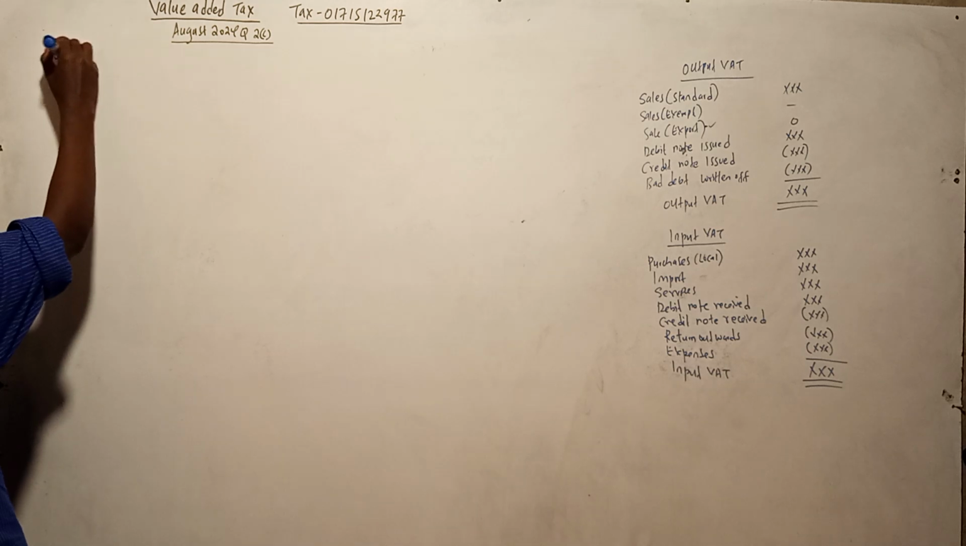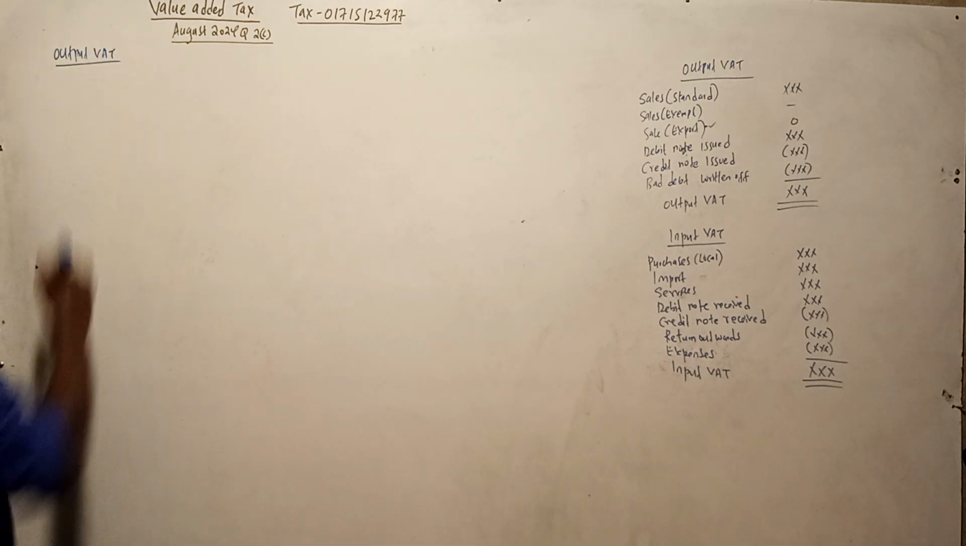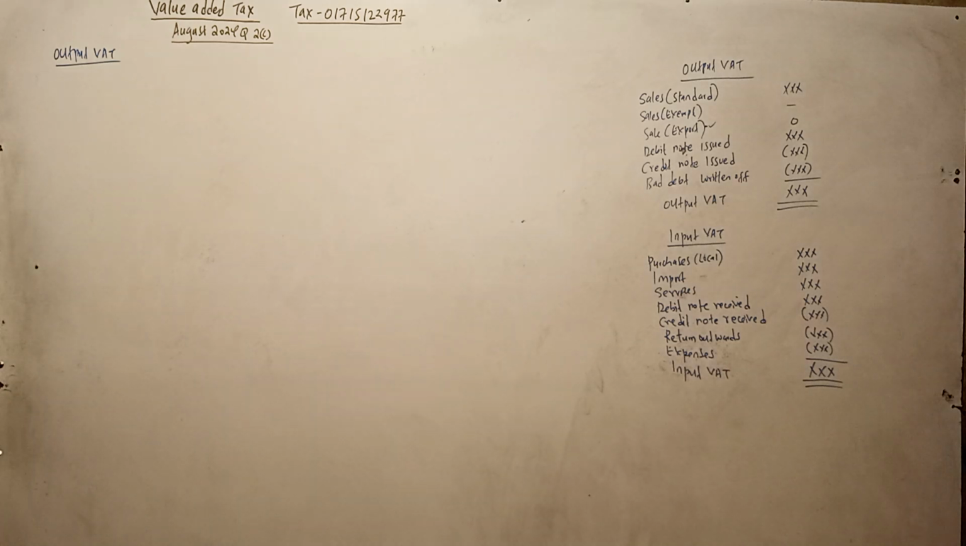We can start with output VAT. That one is fine. So the first information is about purchase and it is local.